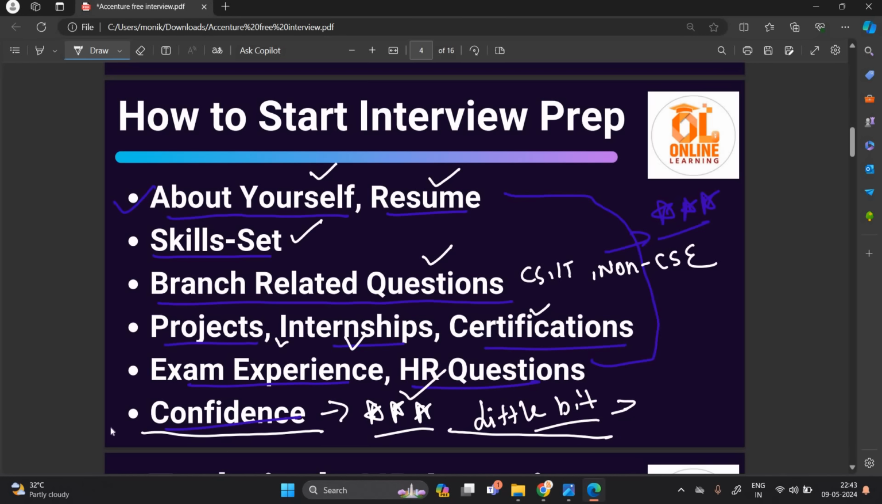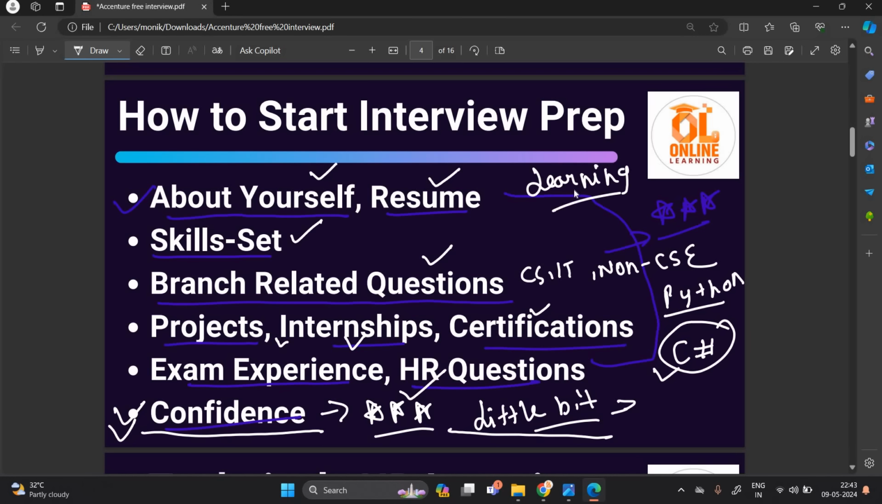Then they will check your confidence, because after you join the company, projects will be there. They will allocate you a project, and they will allocate you into a team. So that is also a new technology for you. Suppose you only learned the Python language in college, and the project is related to C#. So you have to learn at that time. They will check your learning skills, guys. How are your learning skills? So confidence is very, very important in the interview.